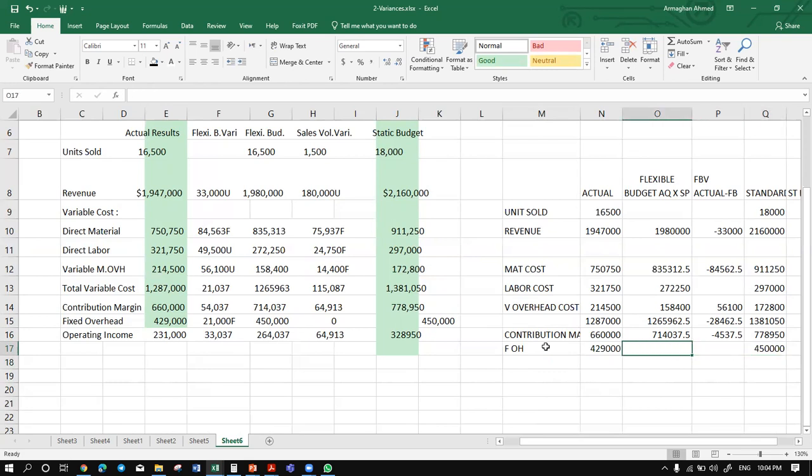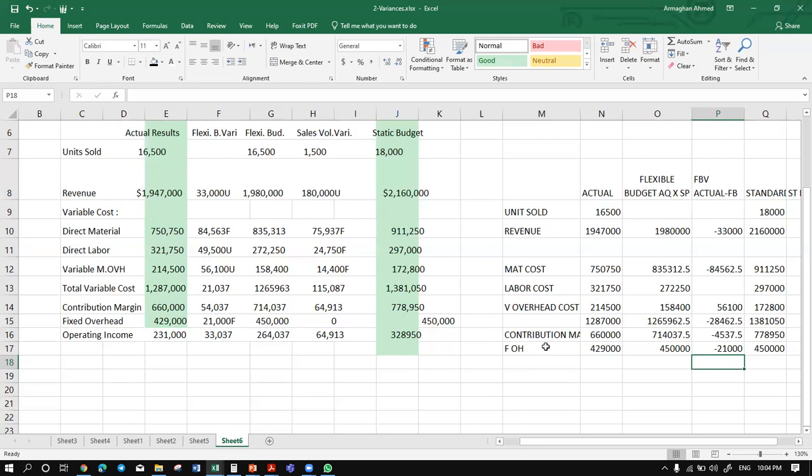Are you sure? Yes, sir. If it is yearly, it will not change. It is yearly, so in the flexible budget we will have the same 450,000, and then there will be a variance coming. How much variance? It will be favorable 21,000. So this will be a favorable variance: 450 minus 429. Actually, our cost is this, and this is the favorable variance we have.